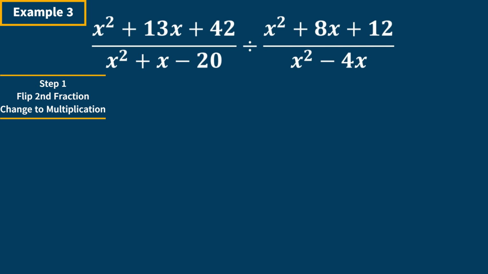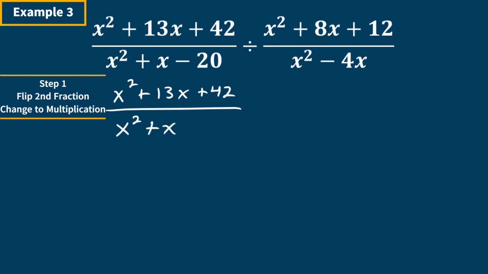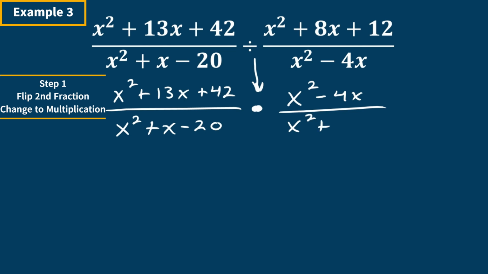The first fraction here is going to stay the same. So we're going to have x squared plus 13x plus 42 over x squared plus x minus 20. Now the division sign is going to turn into a multiplication sign. And then the second fraction, we just flip it over. So that's going to become x squared minus 4x over x squared plus 8x plus 12. From here, it's exactly the same as the other problems that we've done. So let's go ahead and do that.